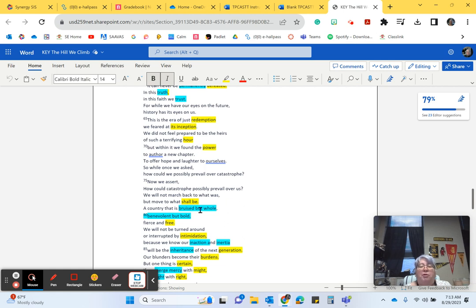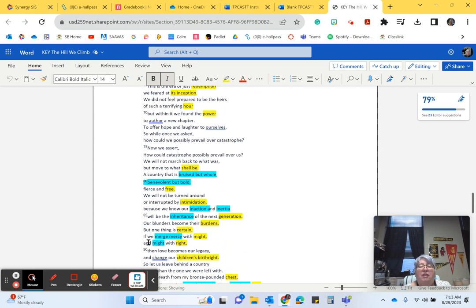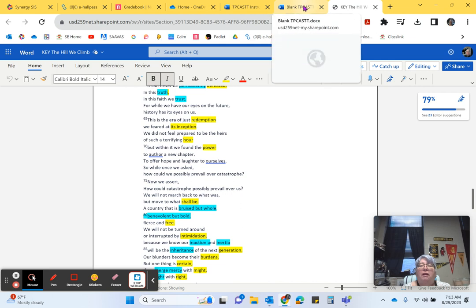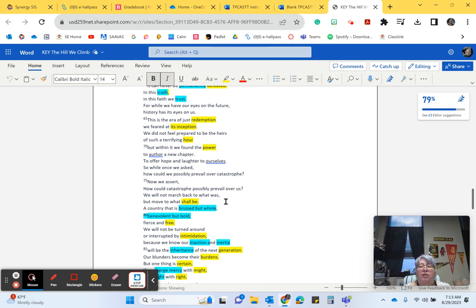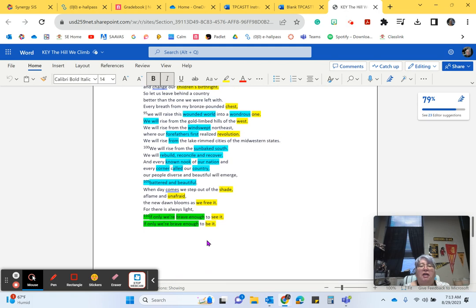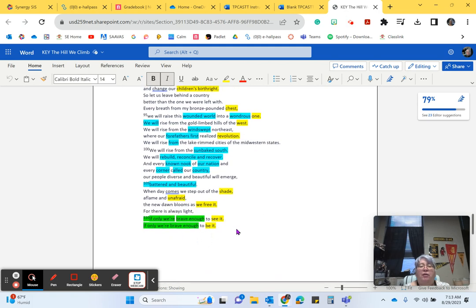Okay, so bruised but whole, benevolent but bold, in action and inertia, inheritance. So there's some assonance right there, repeated vowel sounds. And her tone is full of hope. She has hope for the future of America, especially in the last lines. If only we're brave enough to see it, if only we're brave enough to be it.